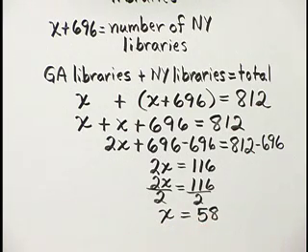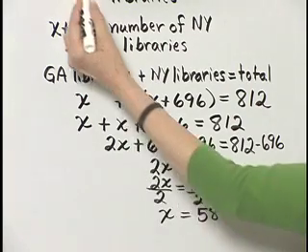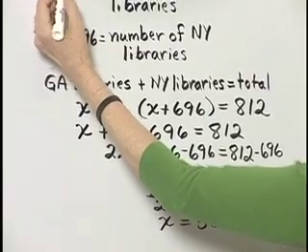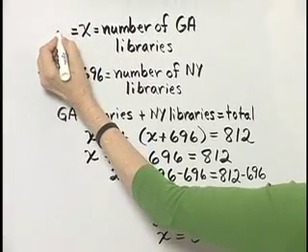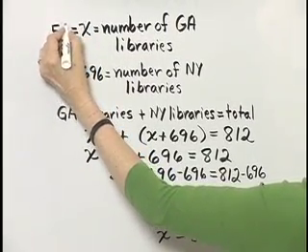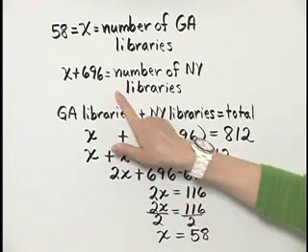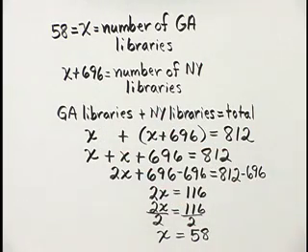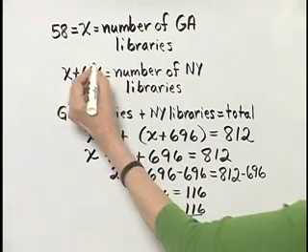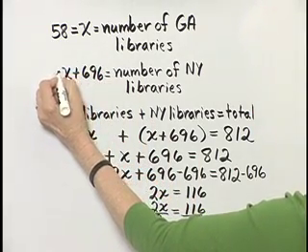Now the question is, what does 58 mean? We are now interpreting. Remember, 58 is X, so that is the number of libraries in Georgia. So how do I calculate the number of public libraries in New York? I take 58 and I add 696 to it, and 58 plus 696, that is 754.